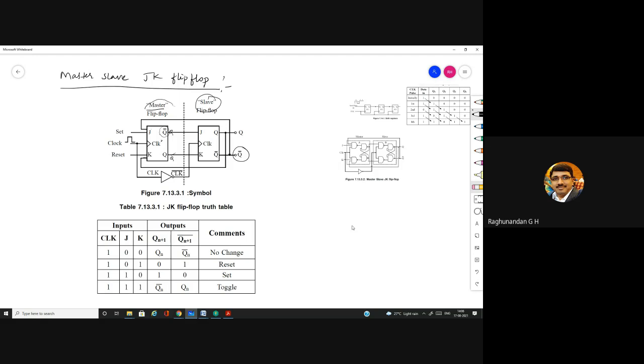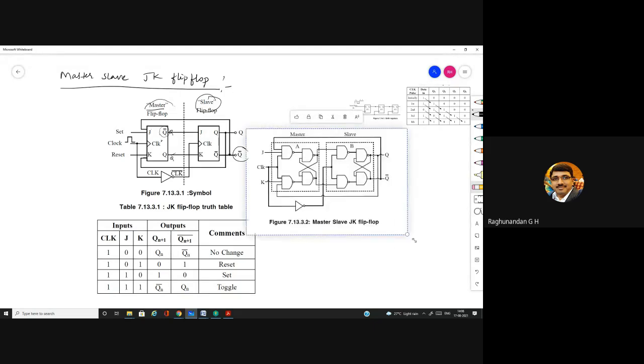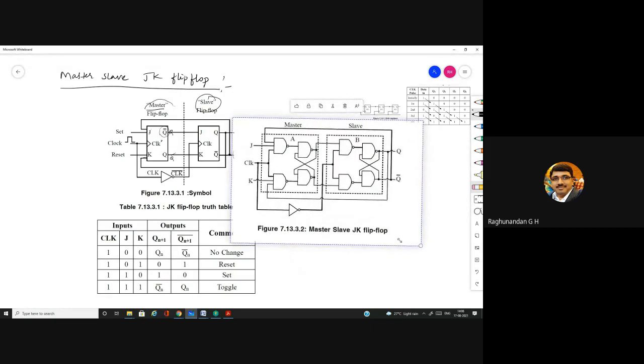So when we analyze this with respect to the truth table, or we can see the internal diagram. This is the internal diagram.